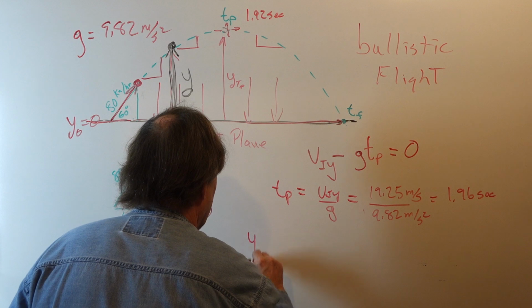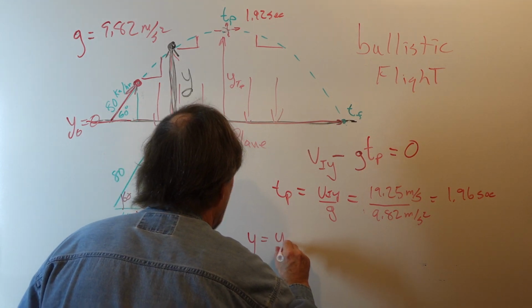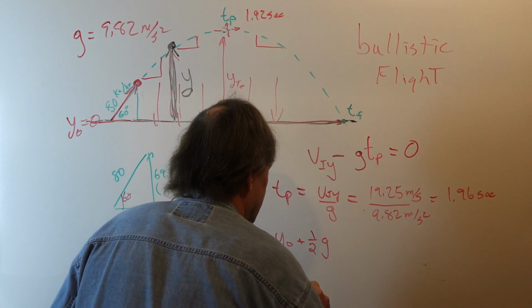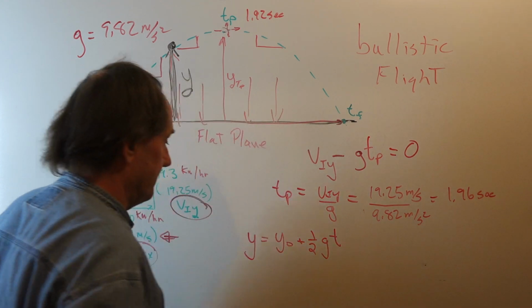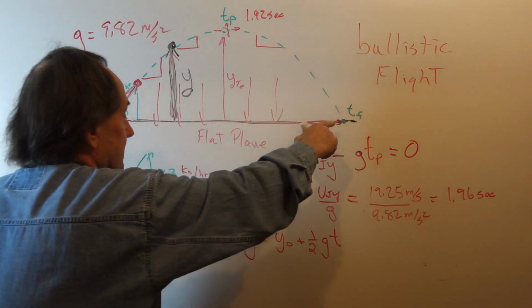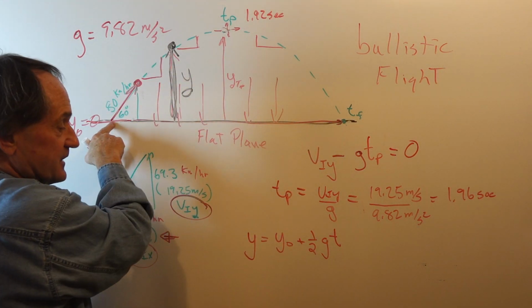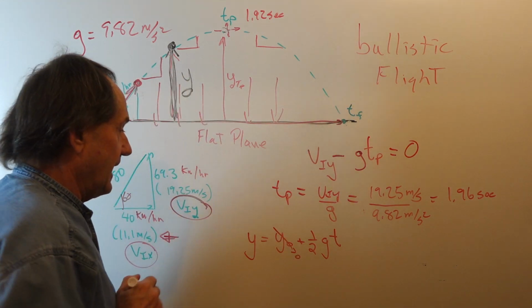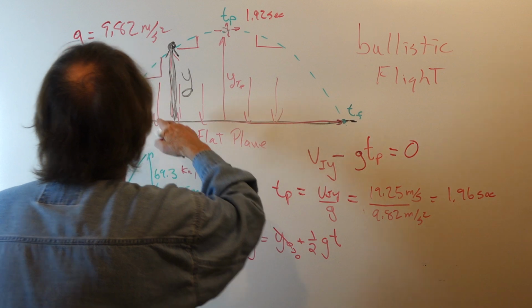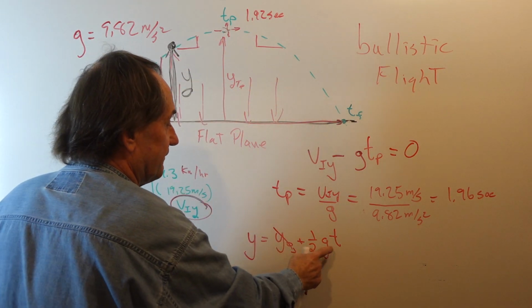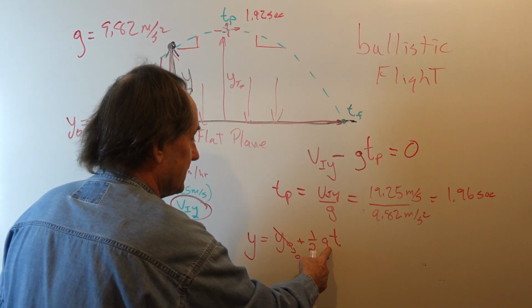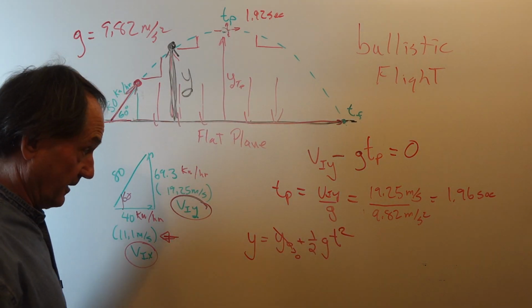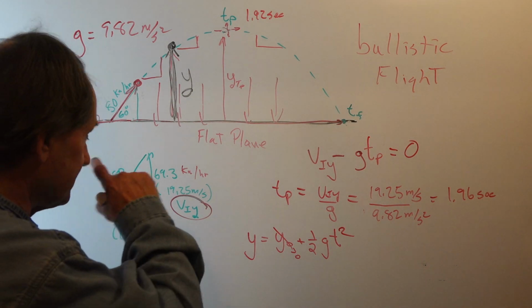Our y is the initial height plus 1/2 the acceleration times time squared. Well, in this case, we have no initial height. We're sitting down at the ground, so our y0 goes to 0. And our height at any point along this trajectory is just 1/2 times the gravitational acceleration times t squared.